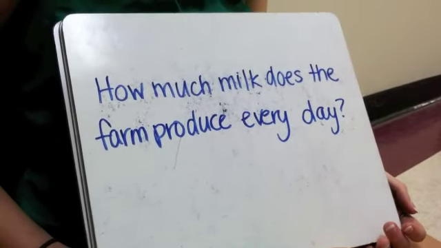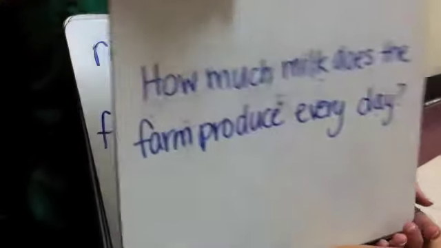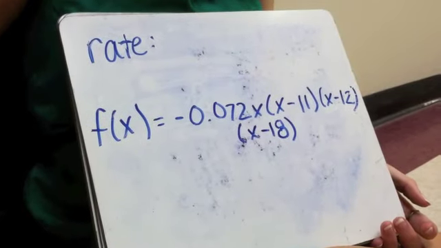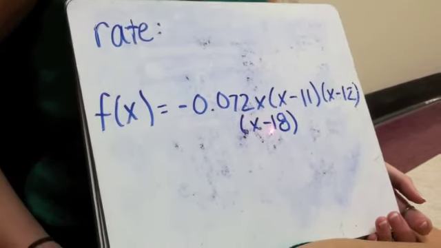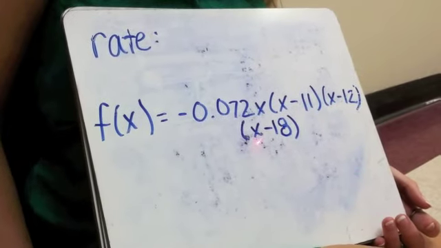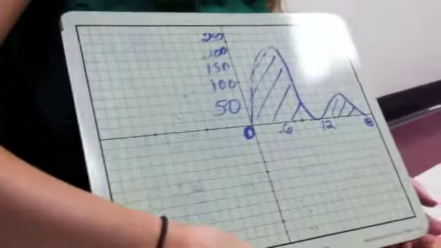The question being posed is, how much milk does the farm produce every day? The rate at which the milk is produced can be graphed by the function negative 0.072x times (x minus 11) times (x minus 12) times (x minus 18). When this function is graphed, it looks like this.